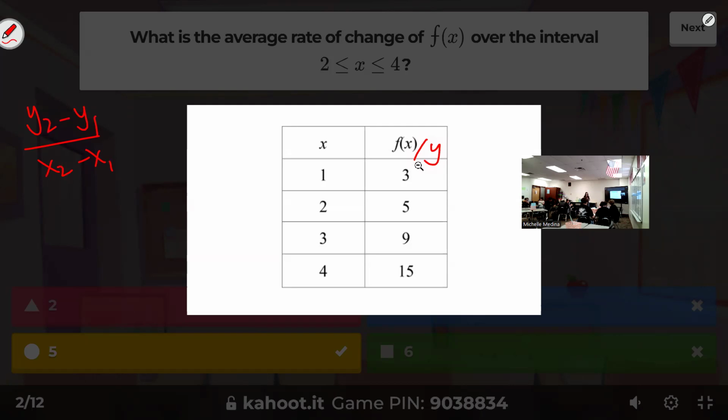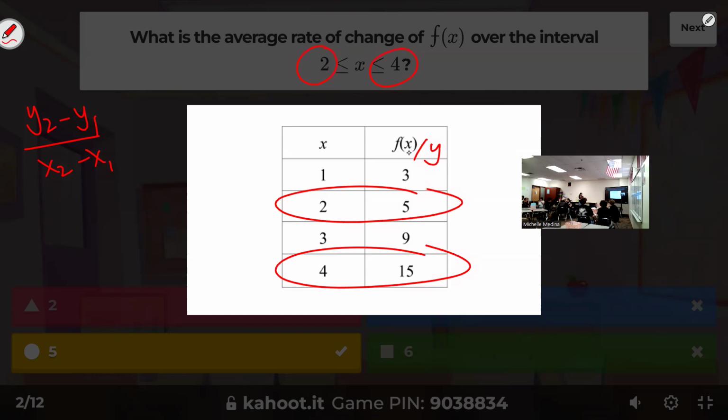In this case, the way it's written, it wants where x is 2 to 4. This is like saying from 2 to 4. So we're using this coordinate and that coordinate. Pick one of them to be x1, y1, the other to be x2, y2, and plug it in. And the way that I labeled it, it would be 15 minus 5, so y3, over 4 minus 2.